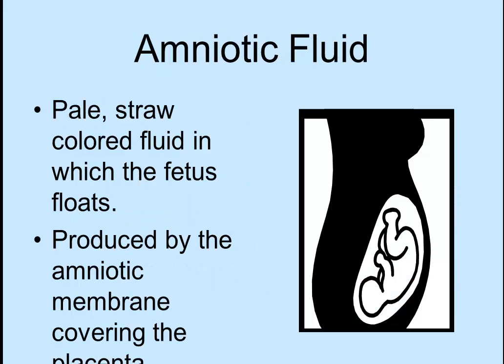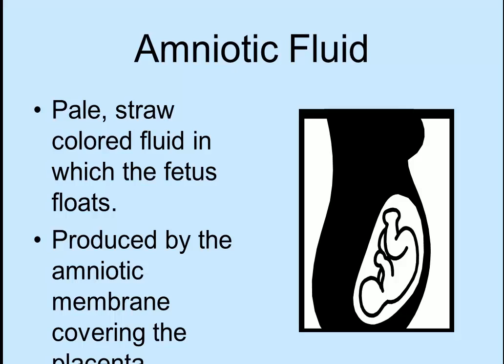Amniotic fluid. So this is pale straw-colored fluid in which the fetus floats. It's produced by the amniotic membrane covering the placenta. Now there are two membranes. That's not something that everybody realizes. We have the amnion and the chorion.